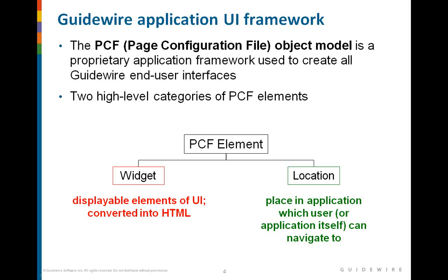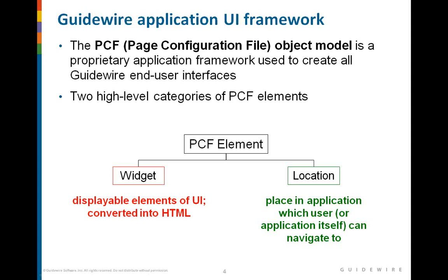So there are 2 high levels of category defined for a PCF element. One is widget and the next one is location. Widget is nothing but whatever we see in the user interface. It's a displayable element which is displayed in the user interface, and that is called a widget. Whereas location is a PCF element which is specifically used for navigational purposes.